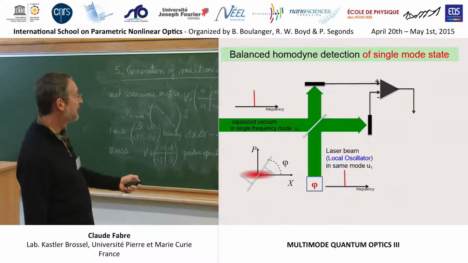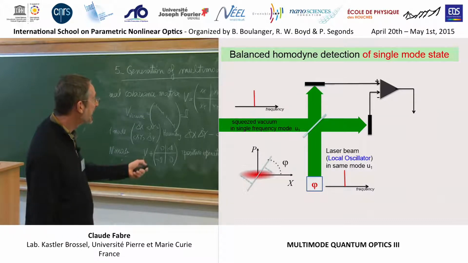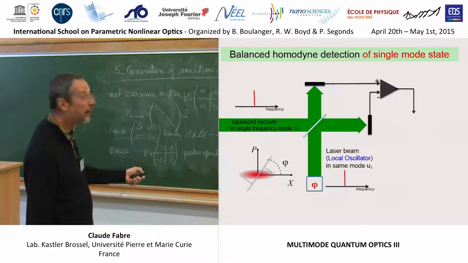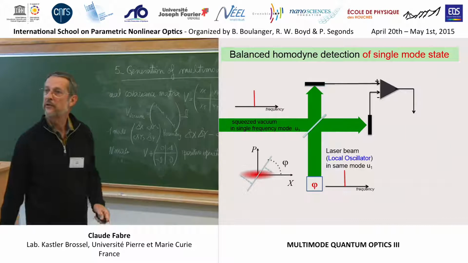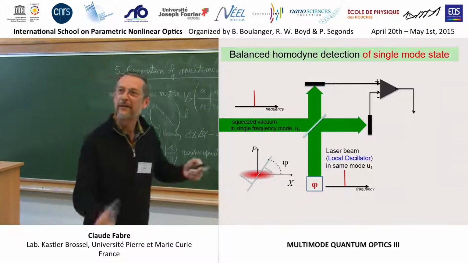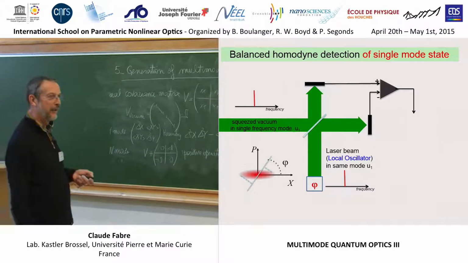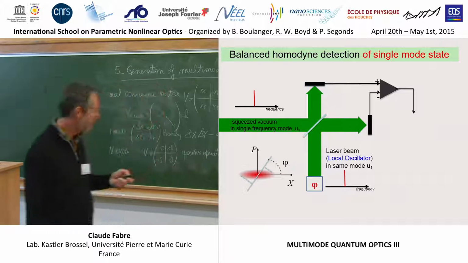I measure with a bucket detector the two outputs and make the difference, okay? When I scan the phase of the local oscillator, I rotate the projection onto the axis. For phi equals 0, I will see the fluctuations here. For phi equals pi over 2, I will see the fluctuations there. Here I call it x and p, but p is y and y is the same. It depends on the age of my transparencies. Sometimes it's y, sometimes it's p.